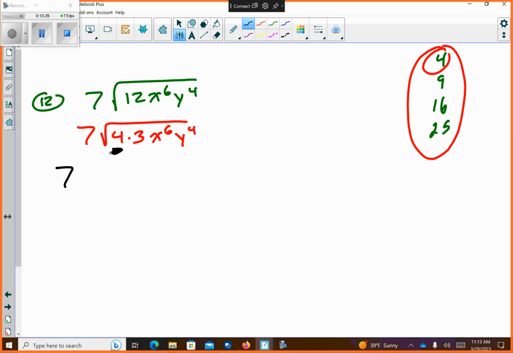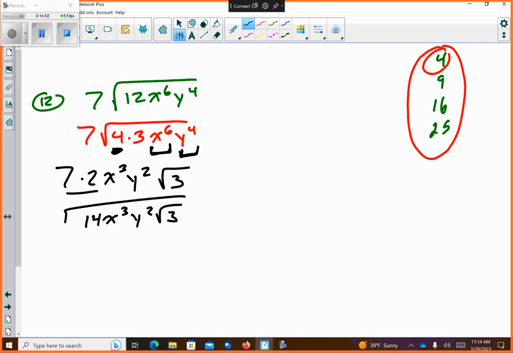Square root of 4, 2. Square root of 3, I don't know. Square root of x to the 6th power. What's half of 6? 3. X to the third. What's the square root of y to the 4th power? How many times 2 go into 4? 2. And then I'm just left back with a root 3. So clean it up. I can multiply those numbers together. And there it is.